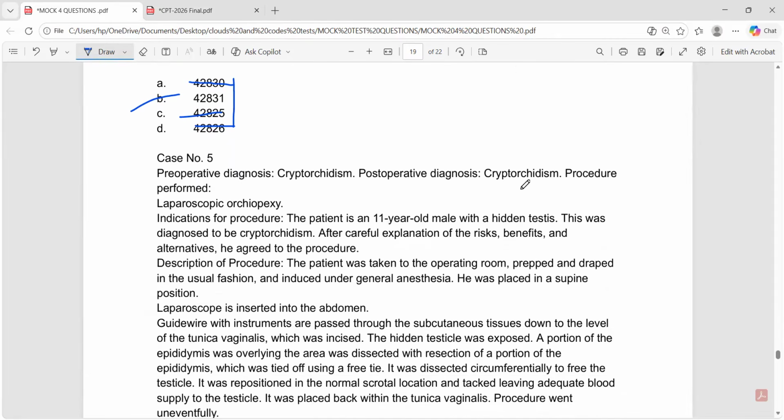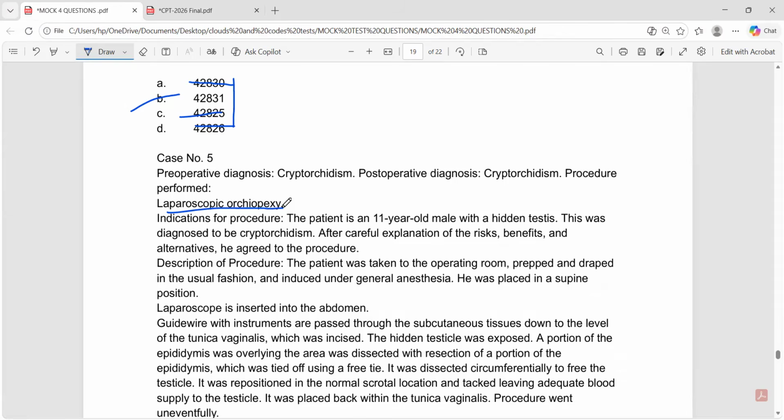Now the 50,000 series. The patient came with cryptorchidism. The procedure performed is laparoscopic orchiopexy. Remember this while you are doing the case studies: check whether the procedure is laparoscopic or open. If it is a laparoscopic procedure, the keywords are like trocars or CO2 insufflation.